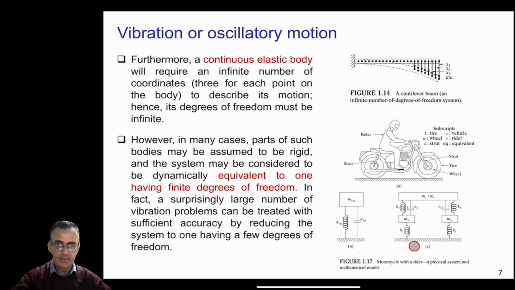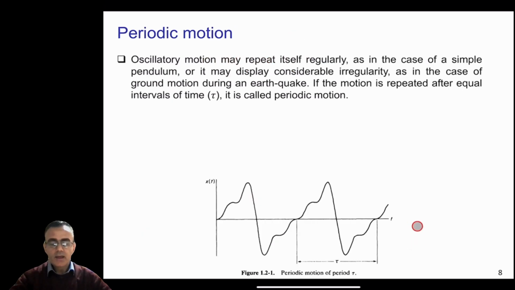And now we can discuss periodic motion. Oscillatory motion may repeat itself regularly, as in the case of a simple pendulum, or it may display considerable irregularity, as in the case of the ground motion during an earthquake. So if the motion is repeated after an equal interval of time, which is tau, this tau is what we call the period of the motion, or time period.